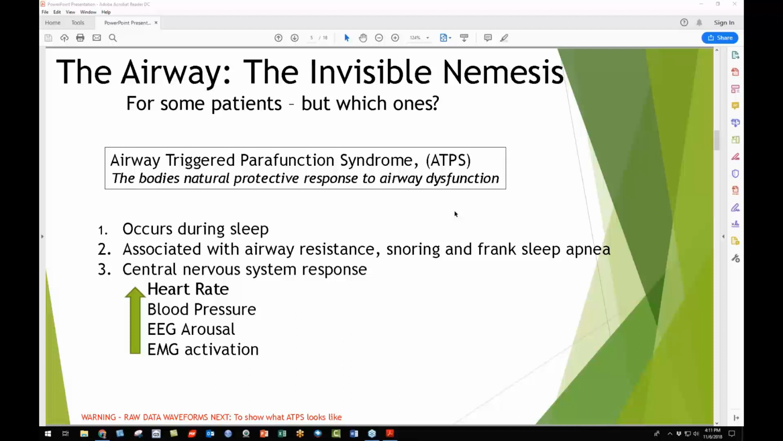So when the body detects an airway issue, and it can be a very subtle airway issue, it will trigger a series of events to restore the airway. The heart rate goes up, the blood pressure goes up. Typically there's an EEG arousal, and there's EMG activation. And we see that some in limb movements. Clearly as dentists we're not focused on limb movements, but it does show up there in the same way that it shows up in parafunction as measured at the masseter. So EMG activation is essentially what we're talking about as the component of the central nervous system response that affects dentistry.